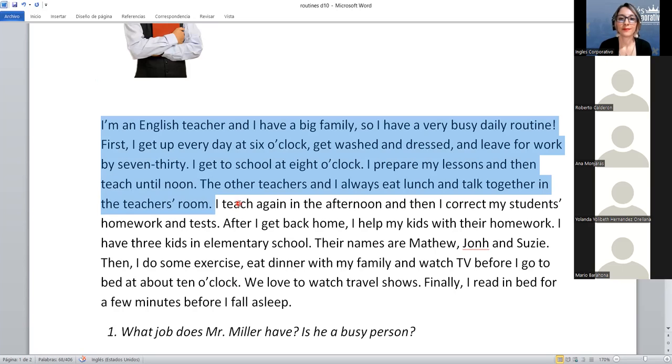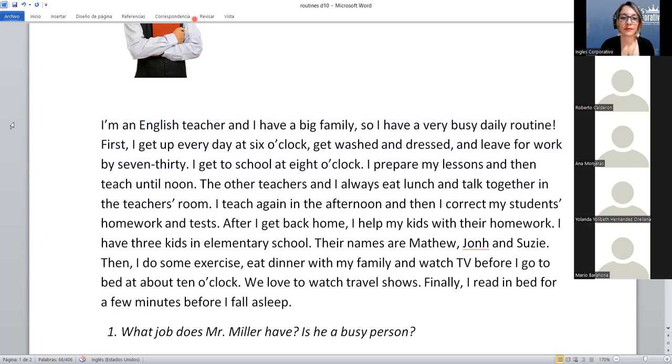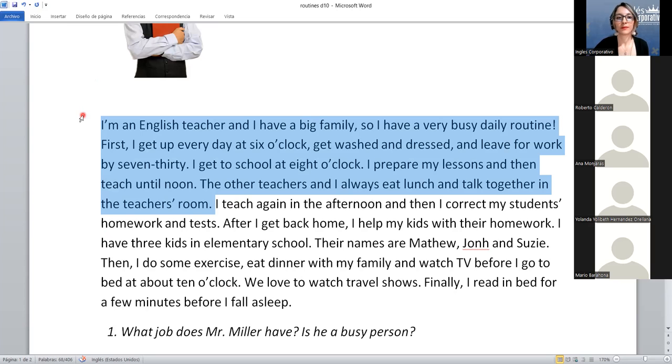I am English teacher and I have a big family. So I have a very busy daily routine. First, I get up every day at 6 o'clock, get washed and dressed, and leave for work by 7:30. I get to school at 8 o'clock. I prepare my lesson and then teach until noon. The other teachers and I always eat lunch and talk together in the teacher's room.